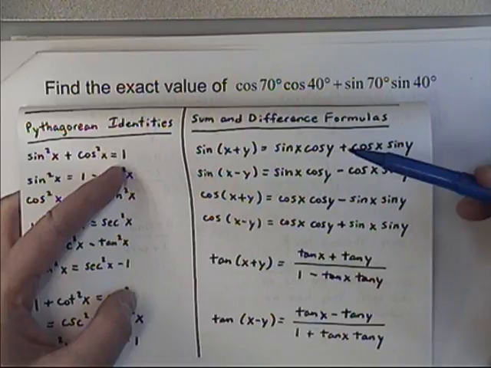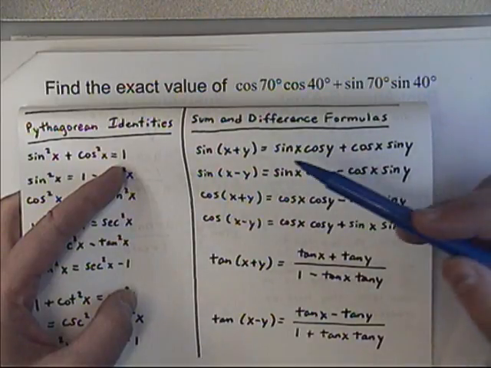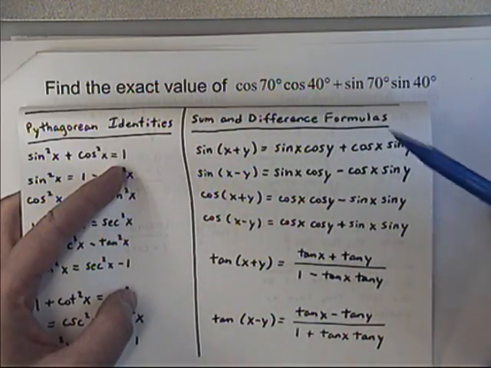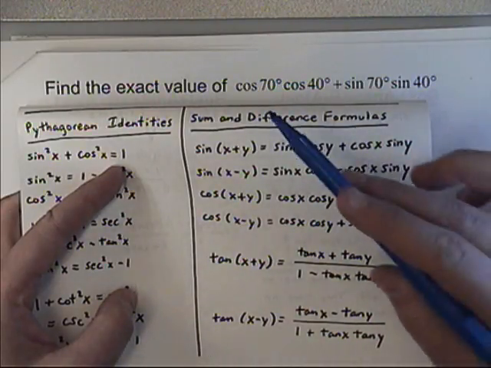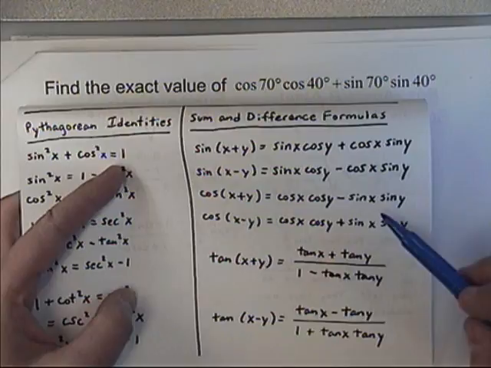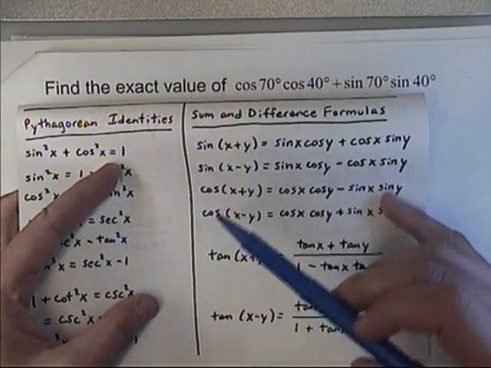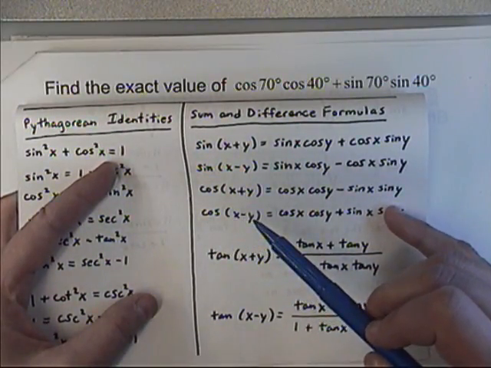Well, it's got a plus sign in between, so it's either the first one or the last one. The first one has sine and cosine, cosine, sine. No, the last one's got cosine, cosine, sine, sine. So yes, it must be an interpretation of this last formula down here. So it must be equal to cosine of x minus y.